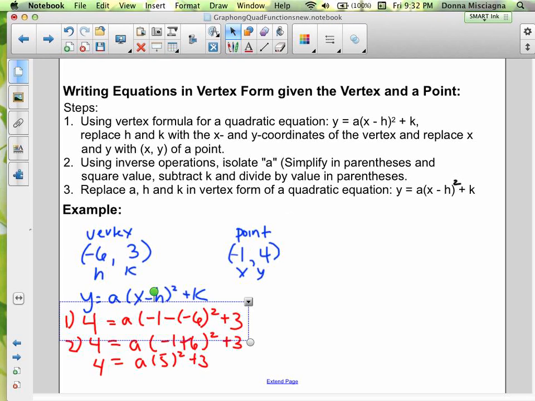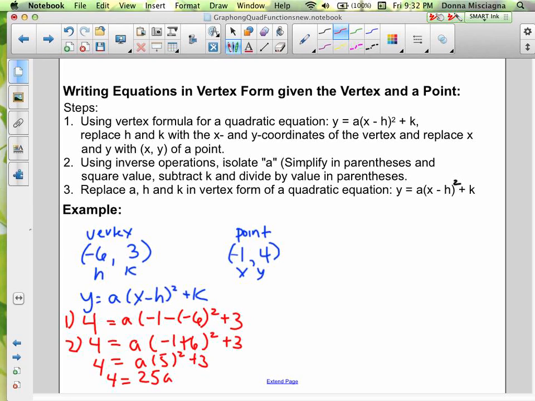Now this is a coefficient in front of a. So normally when we write coefficients, we put it in front of the variable. So this would be 25a plus 3. Kind of running out of space here, so I'm going to move over to the other side.